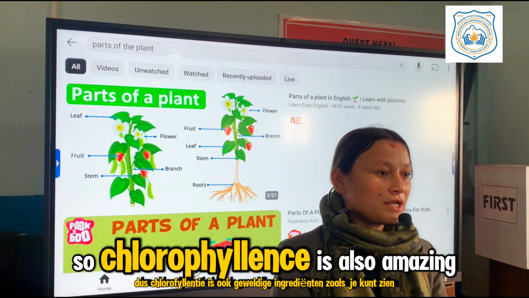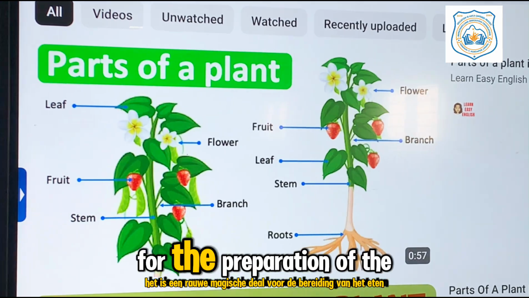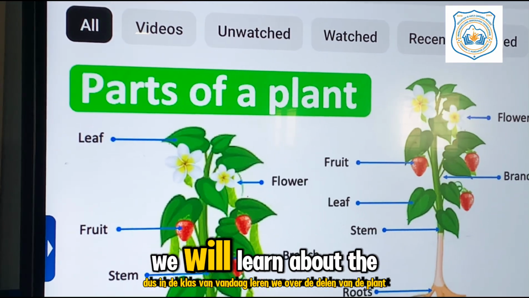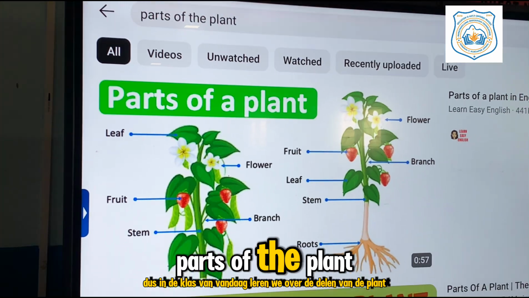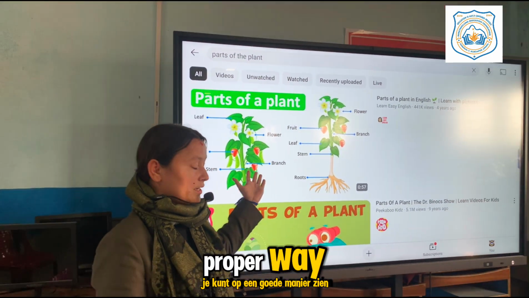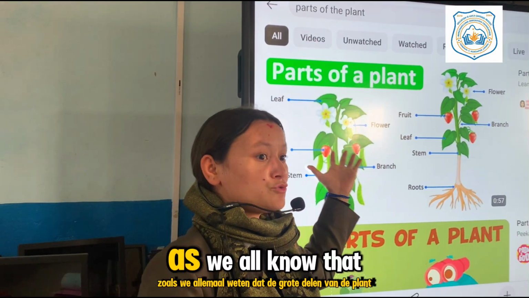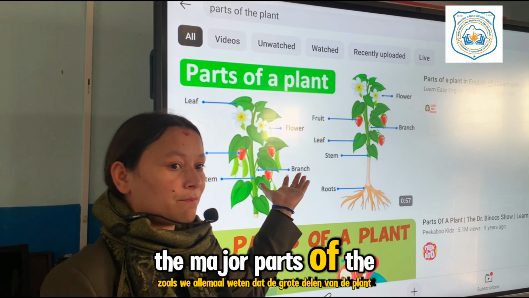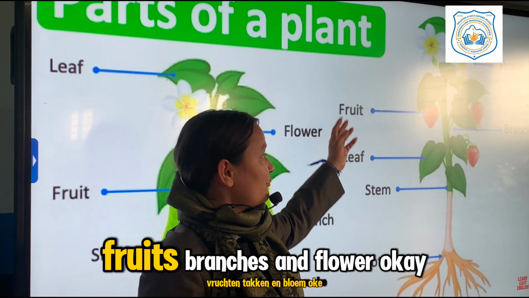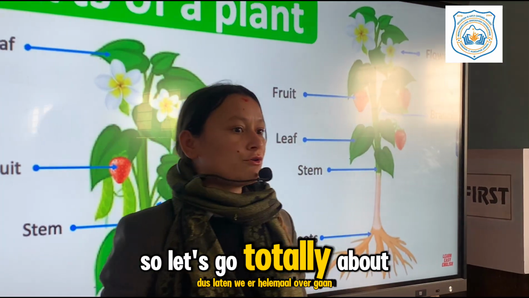So chlorophyll is also a major ingredient, or you can say it's a raw material for the preparation of the food. So in today's class we will learn about the parts of the plant, which is also given over here. You can see in a proper way. That is, here is plants given and the parts of the plant. As we all know, the major parts of the plant are roots, stem, leaf, fruits, branches and the flower. Okay, so let's go thoroughly about it.